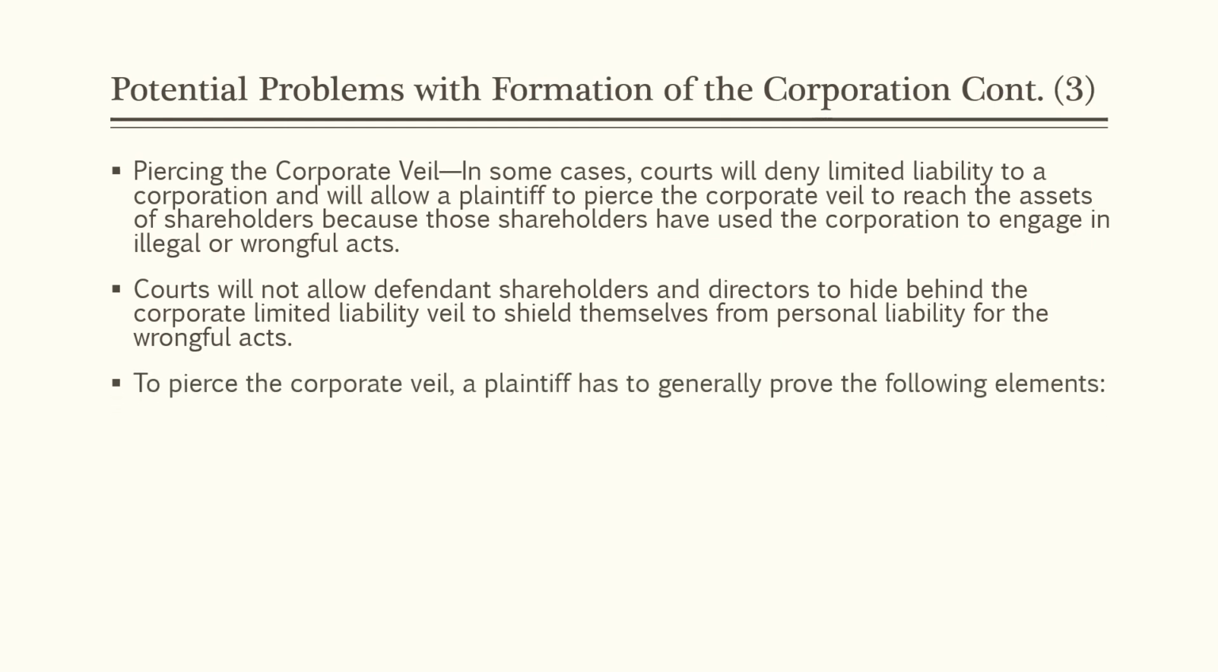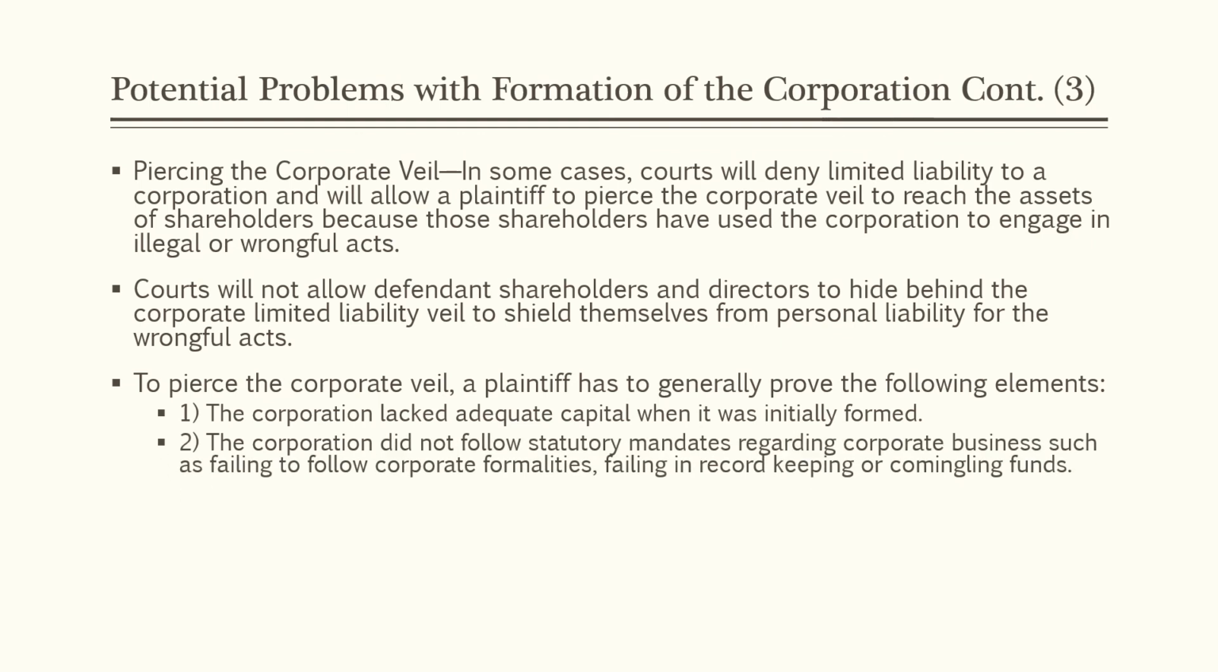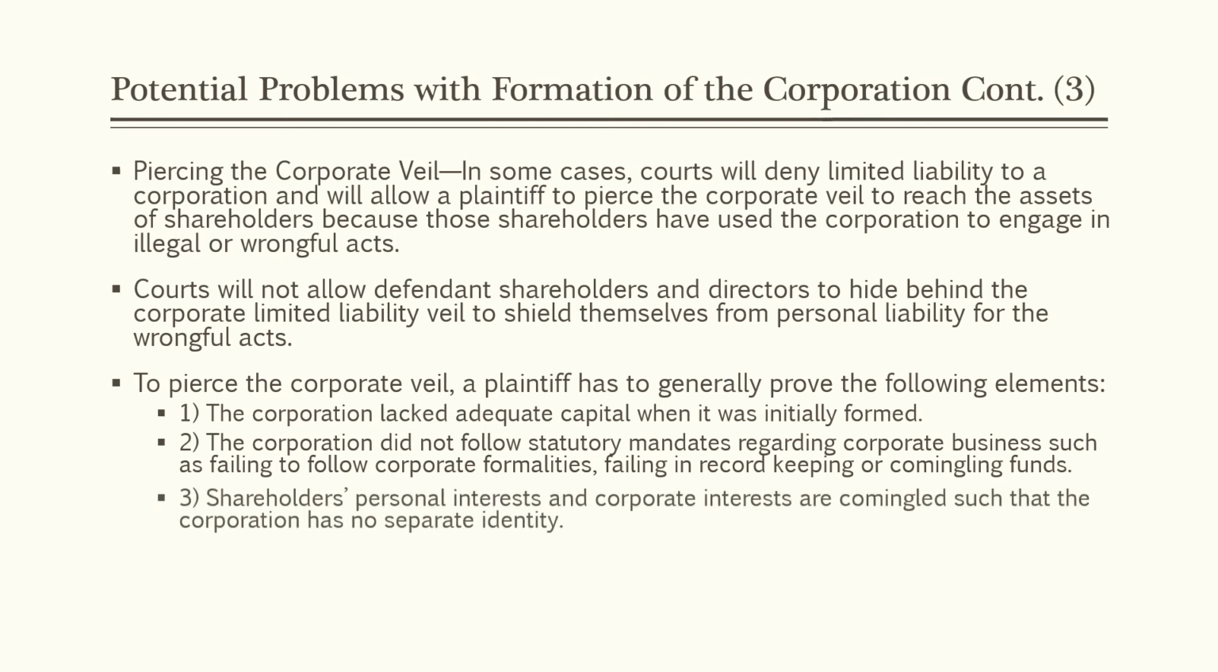To pierce the corporate veil, a plaintiff has to generally prove the following elements. The corporation lacked adequate capital when it was initially formed. Usually they're seriously undercapitalized. There's just not enough money in the corporation. The corporation did not follow statutory mandates regarding corporate business, such as failing to follow corporate formalities, failing to have meetings, for example, failing in record keeping or commingling of funds.